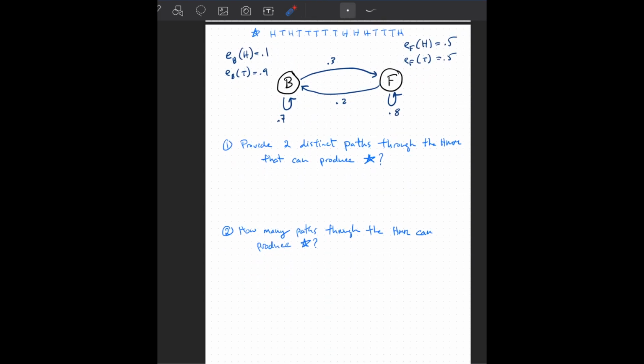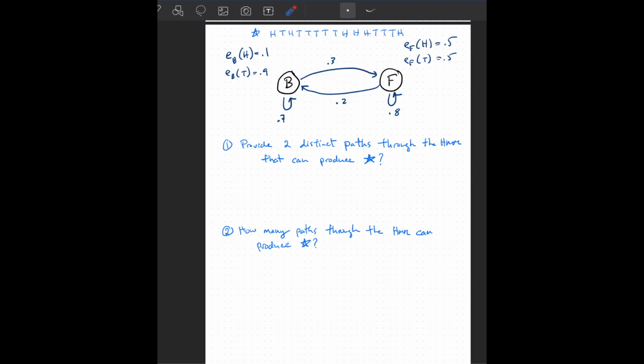So here are some challenges, using the same model. Now, I ask you, can you provide two distinct paths through the hidden Markov model that can produce star? I wrote star up here for your benefit. And that's easy, right? Actually, any sequence is possible between these two states.